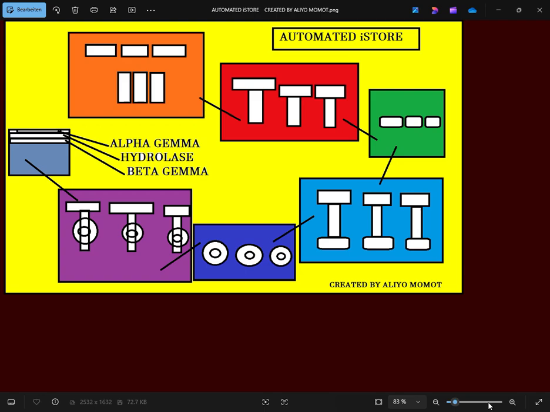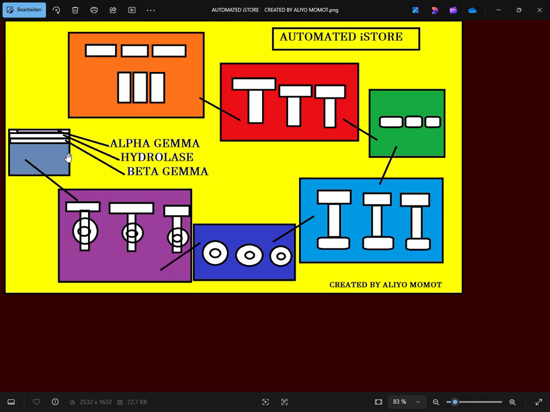Today, everybody, we have something out here spelled out. It's called the automated iStore. If you understand the previous research that I carried out, we had something called the iTransfer, the hardware iTransfer system.